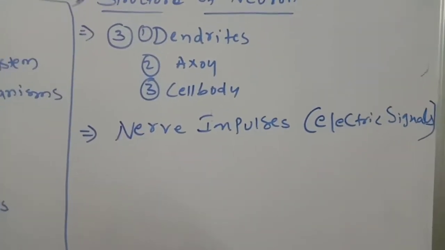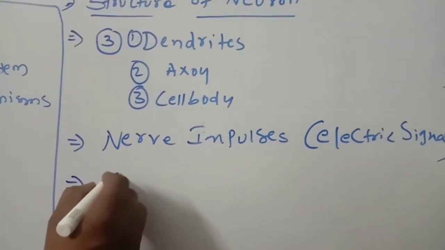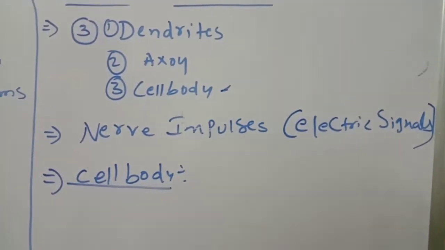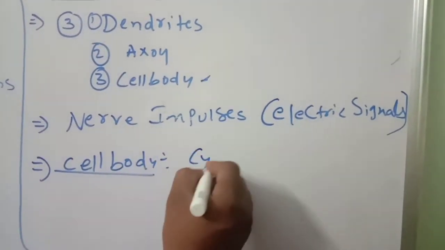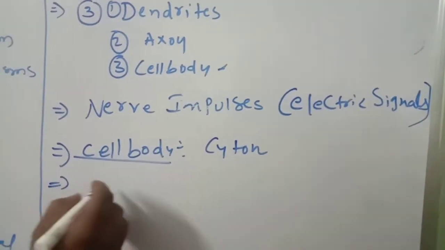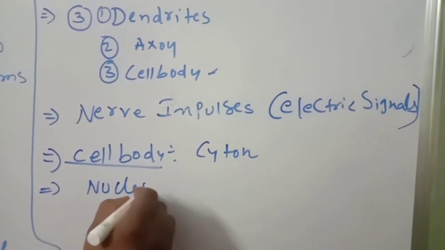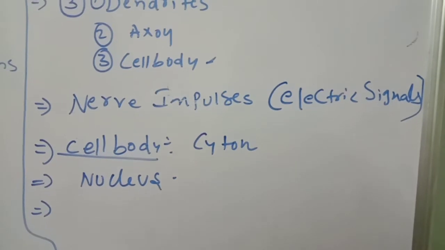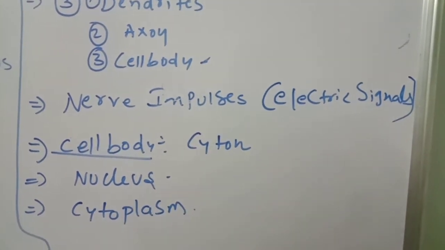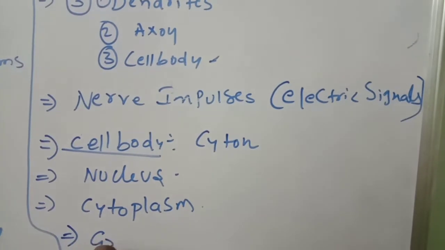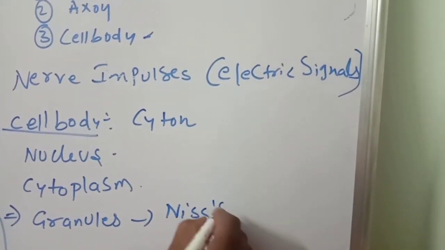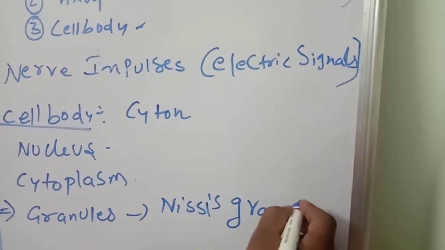So nerve impulses. First we are going to discuss, coming from down onwards, the cell body of the neuron. Another name of the cell body is cyton. The cell body, or cyton, contains the nucleus, surrounded by cytoplasm. All important points. And some granules are present in the cytoplasm. Those are called Nissl granules.